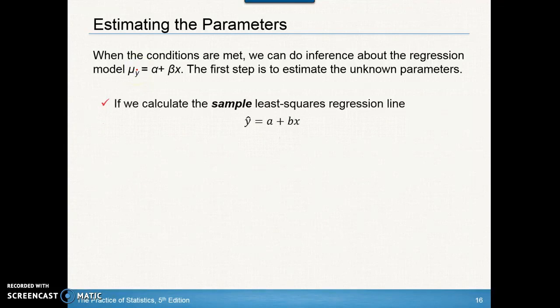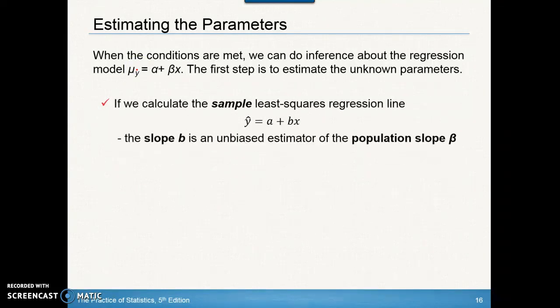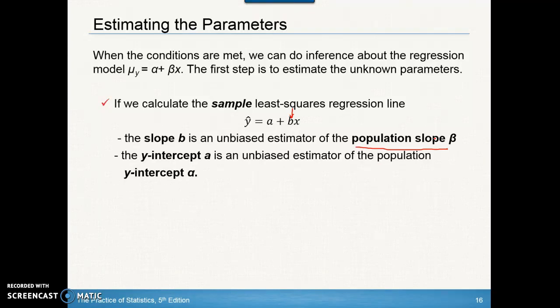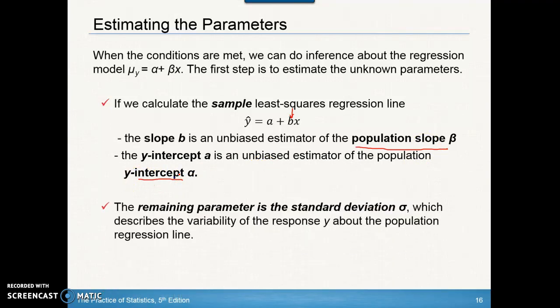Now we can calculate the least squares regression line. We're assuming, just like whenever we did our other tests for inference, that this slope is an unbiased estimator of the population slope. So what does that mean? That means that if it's unbiased, the slope of the sample is going to be close to the slope of the population, or it's not consistently too big or consistently too small. The y-intercept is an unbiased estimator of the population y-intercept alpha.